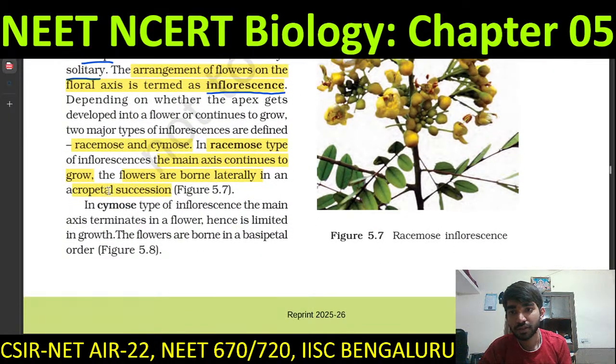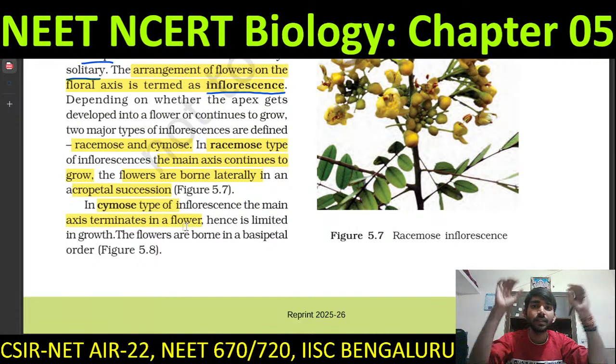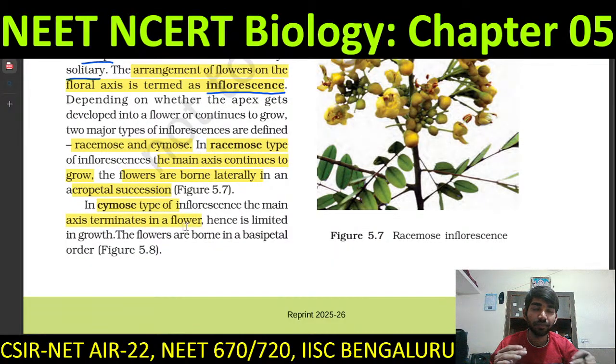In cymose type of inflorescence, the main axis terminates in a flower. So now the maximum growth that the inflorescence had to achieve, it has already achieved. So the flower that will come out at that level will be the oldest, but the flowers that will come after it will be the younger ones. So in this case, we will see a basipetal succession.